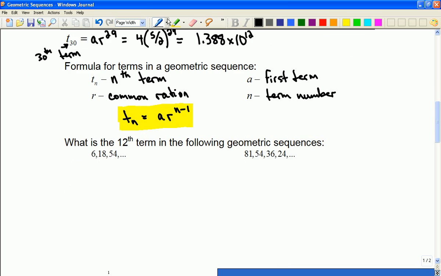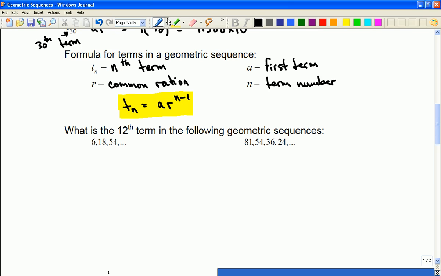So what is the 12th term in the following geometric sequence? I'm looking for the 12th term, so I need AR to the 11. That'll be 6. And the common ratio, I'll use those two. 18 divided by 6 is 3. So it'll be 3 to the 11th. And that ends up being 1,062,882.